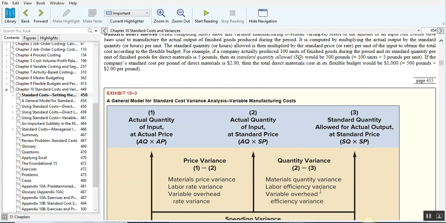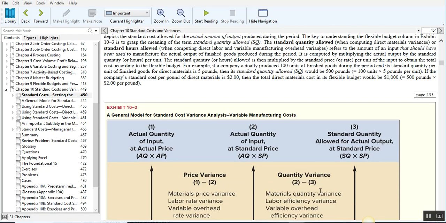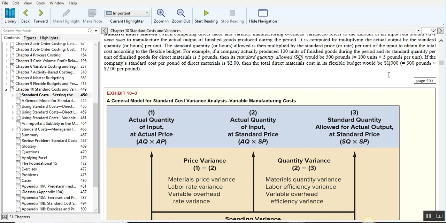So when we look at this, here's a model that we're going to use for variances. We're going to calculate the actual quantity of input at actual price, which is going to be the actual quantity times actual price. The actual quantity of input at standard price will be actual quantity times standard price. And then the standard quantity allowed for actual output at standard price is going to be standard quantity times standard price.